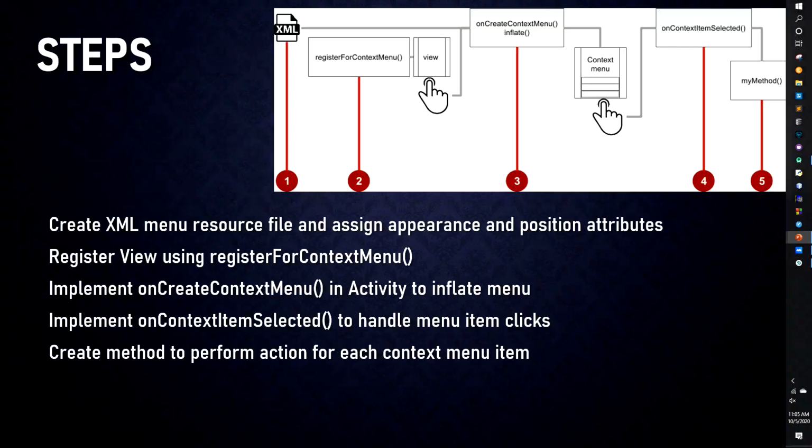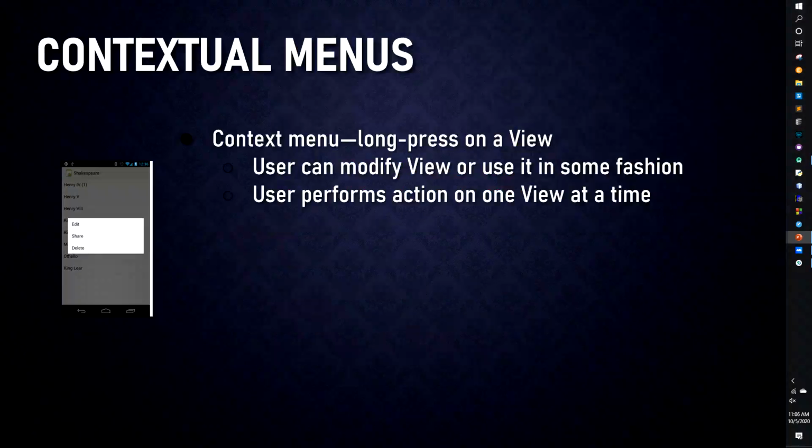So to implement this context menu, the first thing, the same way, is to create an XML menu resource file, and you can assign different appearance and position for that menu's attributes. Once we are done with this, the same way we have to register. The one difference from the option menu is that here we have to register our view. So for what view we want to register this context menu? Since the context menu goes with the view, right? So it will pop up with some view. So here the context menu pops up with some list view.